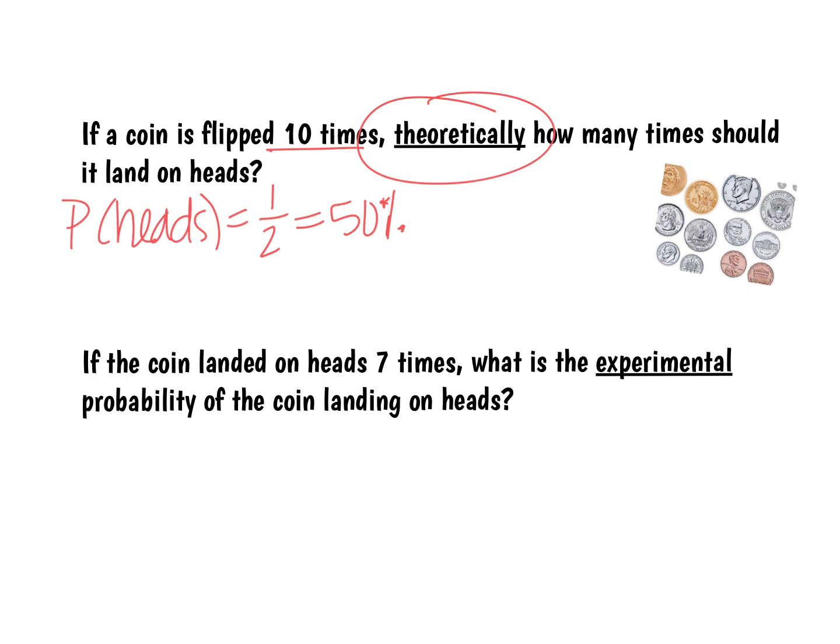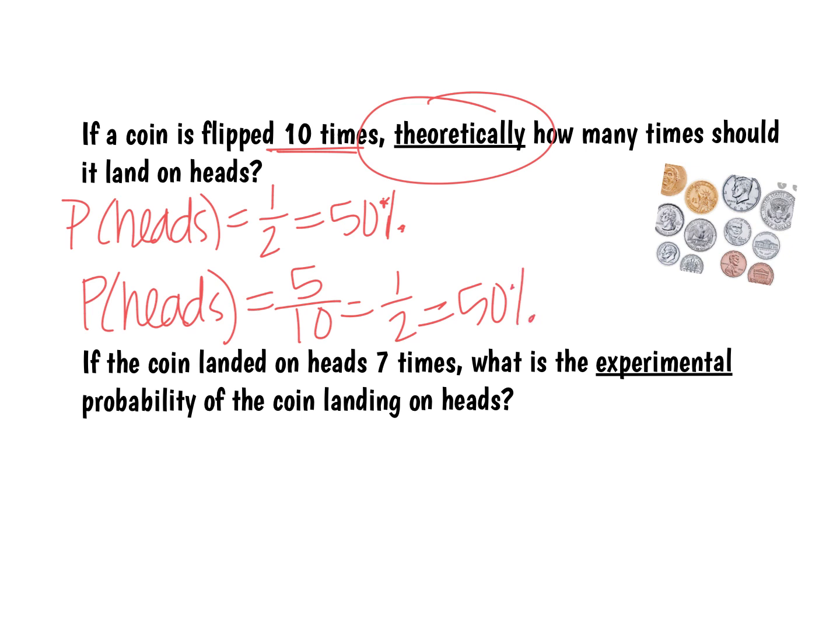So if I flipped it 10 times, then theoretically, we'll write it down here again, the probability then, if I flip it 10 times, theoretically I should get it 5 out of 10 times, which still is 1/2, which is 50%.